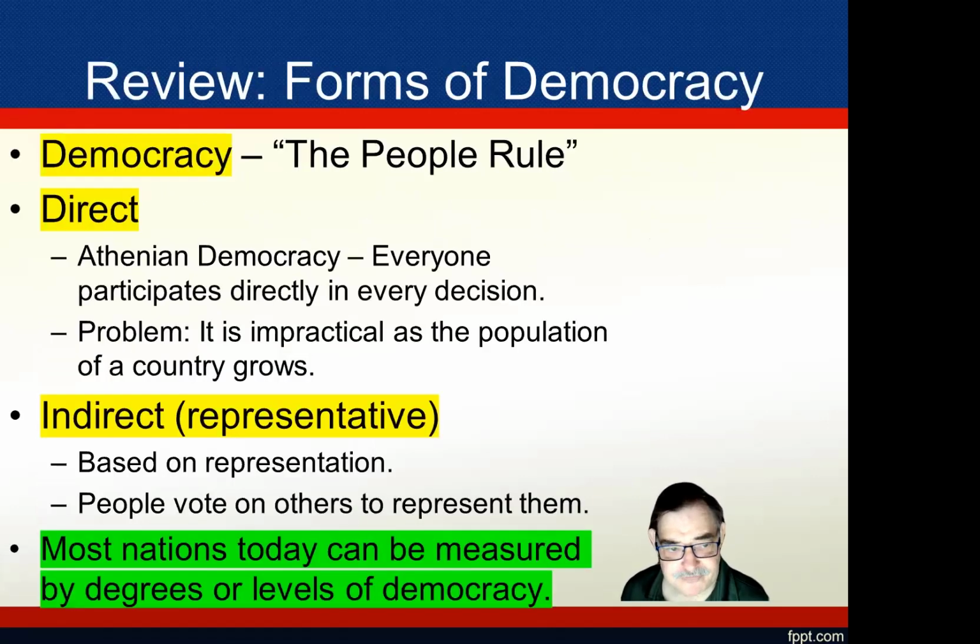So to quickly review what we've done in this very short lesson, democracy means the people rule. In a direct democracy, also known as an Athenian democracy because it originated in Athens, everyone participates directly in every decision. But there's a problem. It's impractical as the population of a country grows past a certain size. And so most democracies are indirect democracies or representative democracies, which are based on us voting for someone to represent us and make those decisions. The people vote on others to represent them.